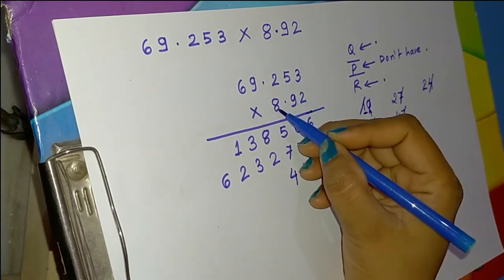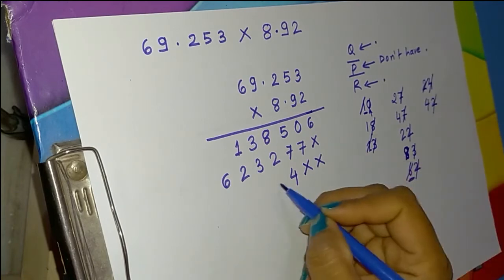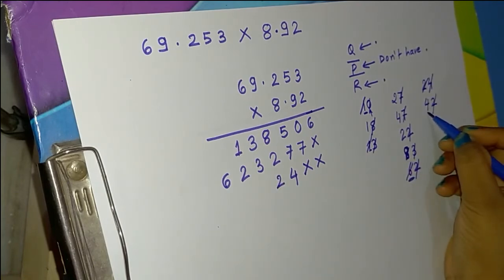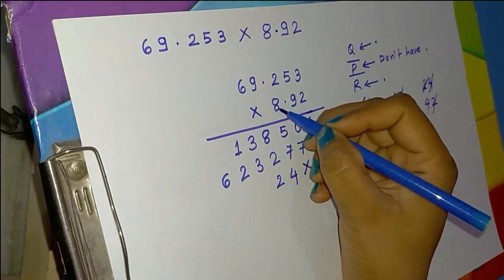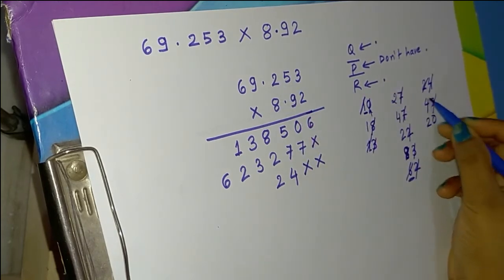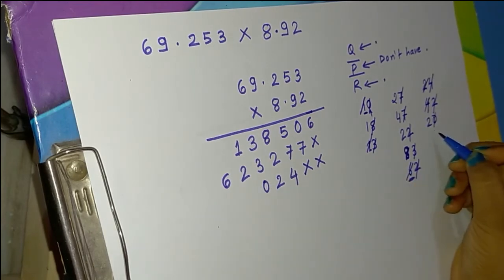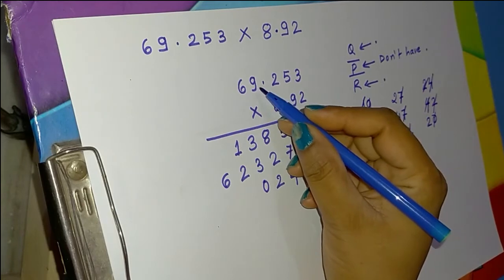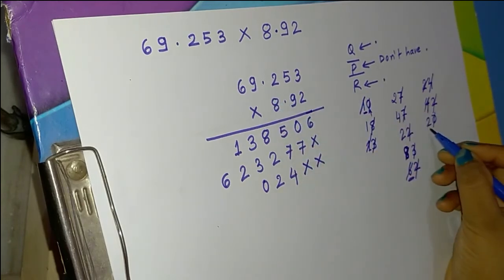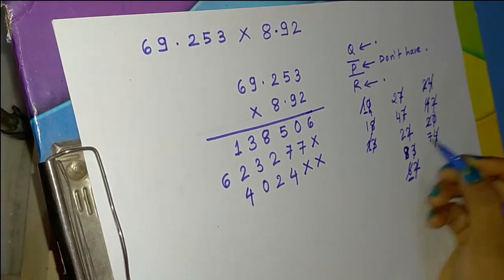5 times 8 is 40. 40 plus 2 is 42. Write down this 2 here. This 4 is carry forwarded. 2 times 8 is 16. 16 plus 4 is 20. Write down this 0 here. 2 is carry forwarded. 9 times 8 is 72. 72 plus 2 is 74. Write down this 4 here. This 7 is carry forwarded.